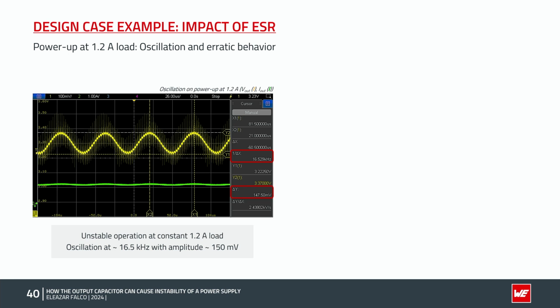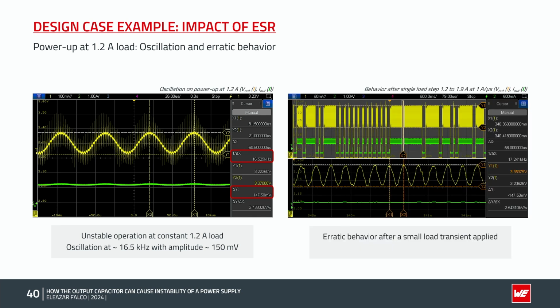Now, if we apply a low current step under this condition, for example to 1.9 amp, then the converter will enter into erratic behavior, randomly enabling and disabling switching. And we can see this behavior here. If we look closer into one of the intervals where the controller is operating, which is zoomed in here, we can observe the same oscillation at 17 kHz and with similar amplitude as before.